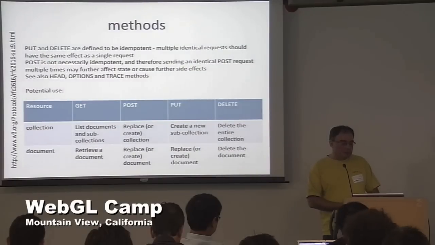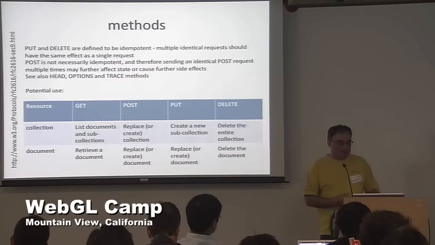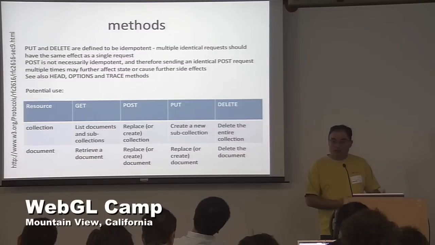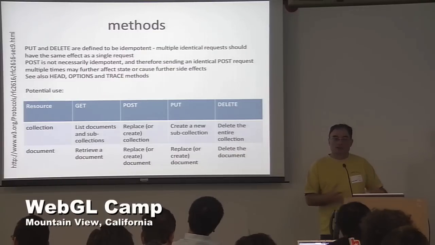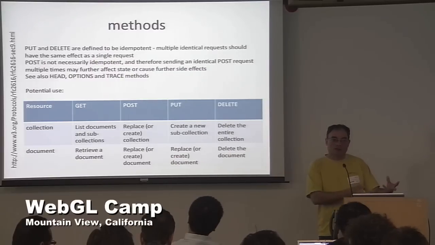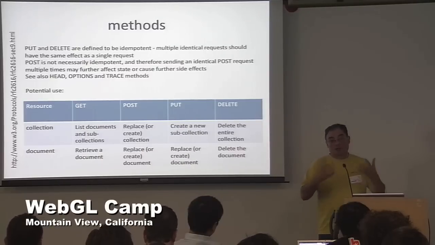HTTP comes with methods that everybody probably knows about, but there are four methods that are mainly used: get, post, put, and delete. What's interesting is to see how you can map those methods to what happens if you send a URL and say, I want to get that, or I want to post that. Obviously get means I'm going to get data. Post means I'm going to send you some data.